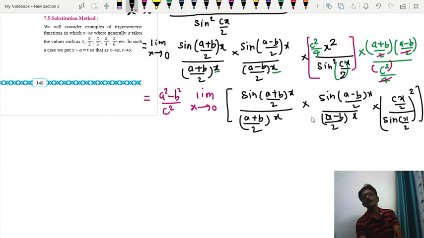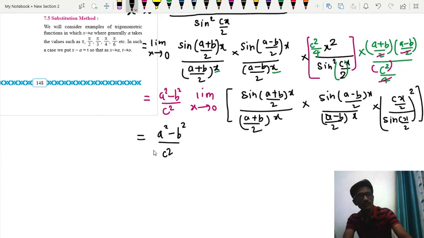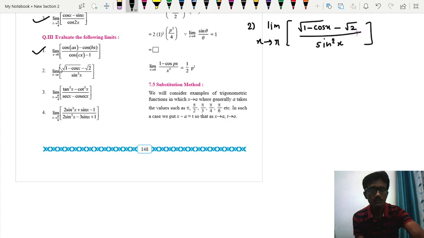So all these limits are what? 1. sin kx upon kx, this limit is equal to what? 1. And finally you will be getting the answer a square minus b square upon c square.